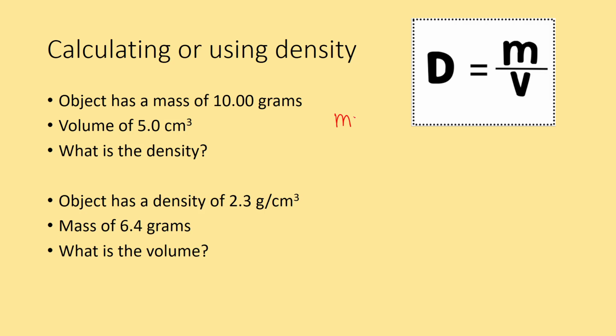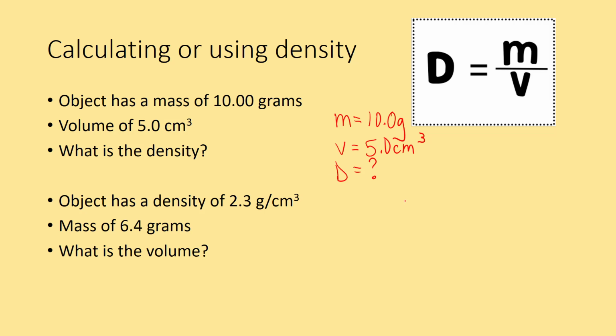My variables. M equals 10 grams. So when we're problem solving, we should list out what we know. The volume is 5 centimeters. V is my symbol for volume, cubed, 5.0 centimeters cubed. All right, what is the density?